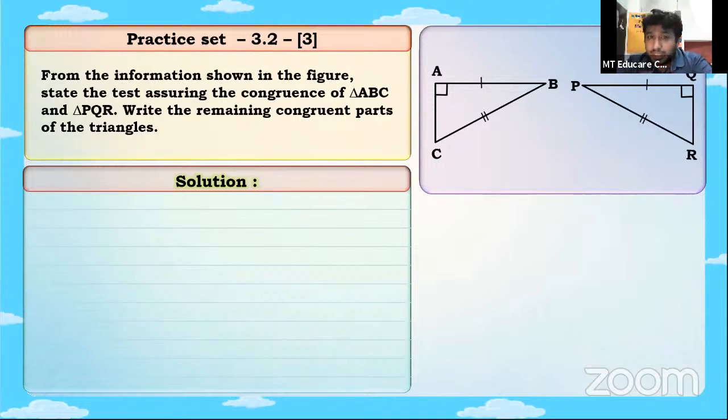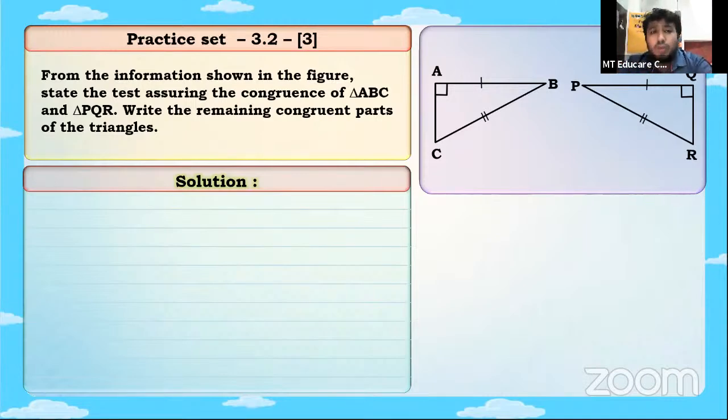Okay, let us read the question, students. It says, from the information shown in the figure, that means in the figure, there are many identical marks which are given. State the test assuring the congruence of triangle ABC and triangle PQR. That means we are supposed to write triangles are congruent by which test. There are 5 tests. Which test will be applicable here?